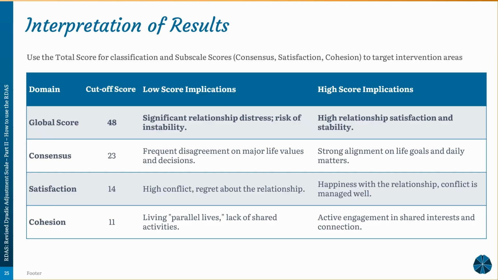A high consensus score indicates strong alignment on life goals and daily matters. A low consensus score indicates frequent disagreement on major life values and decisions. A high satisfaction score indicates happiness with the relationship. Conflict is managed well. A low satisfaction score indicates high conflict, regret about the relationship. A high cohesion score indicates active engagement in shared interests and connection. A low score indicates living parallel lives, lack of shared activities. This in-depth profile analysis prevents you from treating everything as a communication problem and allows for precision intervention.